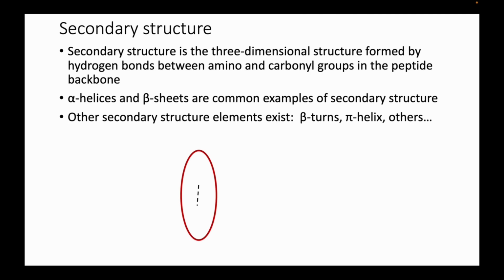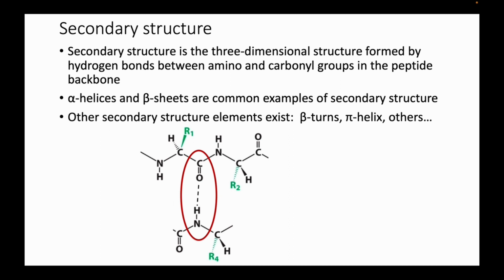Moving on from primary structure, we're now going to focus on secondary structure. The two major components of secondary structure are alpha helices and beta sheets. Secondary structure is the three-dimensional structure formed by hydrogen bonds between amino and carbonyl groups in the peptide backbone.